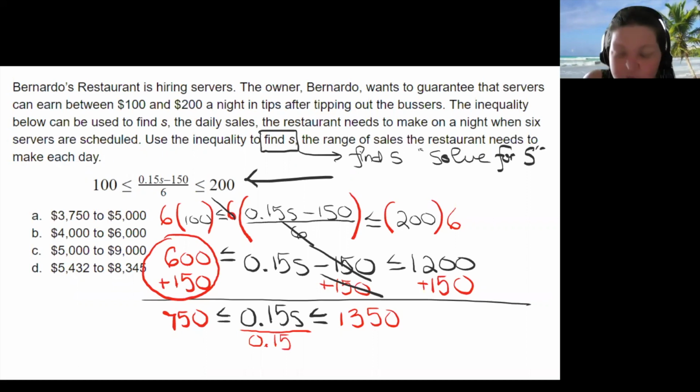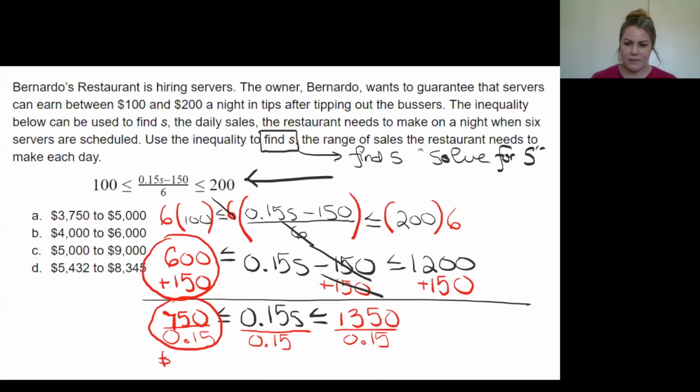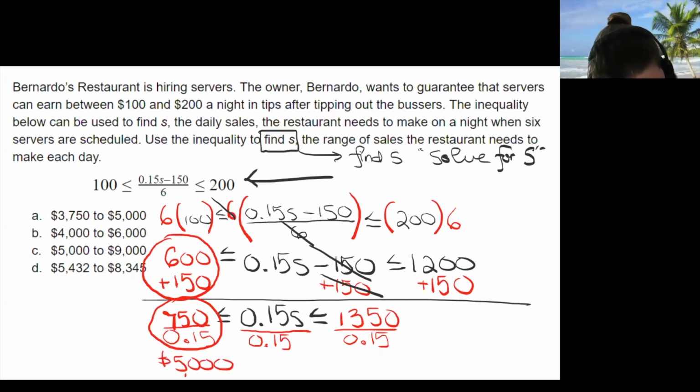Now we can do whatever we want as long as we do it to everybody. And pick up your calculator. I am not even trying to do that by hand. I don't know what kind of time you guys think I have. What is 750 divided by 0.15? 5,000. Good.